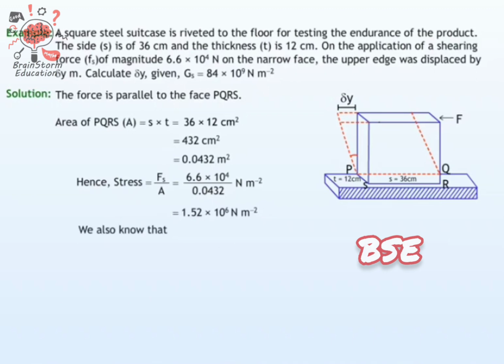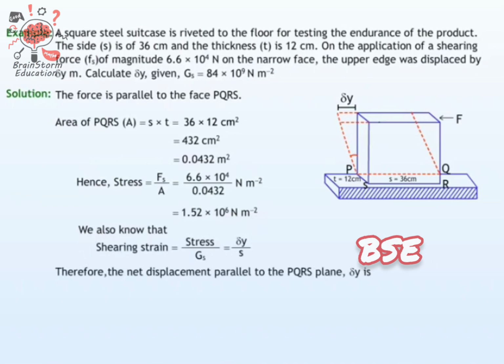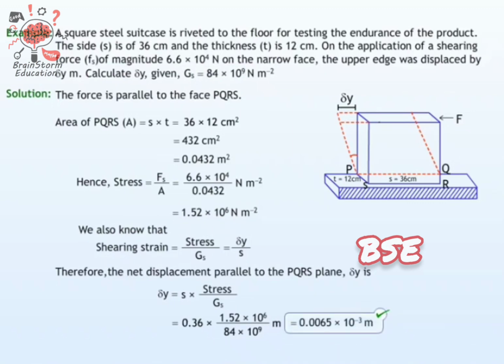We also know that shearing strain equals stress by Gs equals delta y by S. Therefore, the net displacement parallel to the PQRS plane, delta y, equals S into stress by Gs, which is 0.36 into 1.52 into 10 raised to 6 by 84 into 10 raised to 9 meters equals 0.0065 into 10 raised to minus 3 meters.